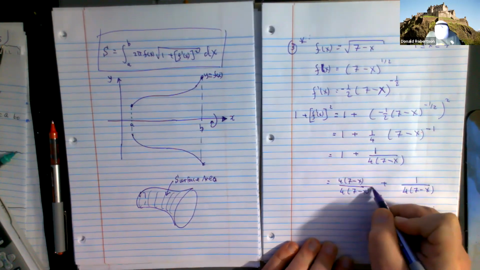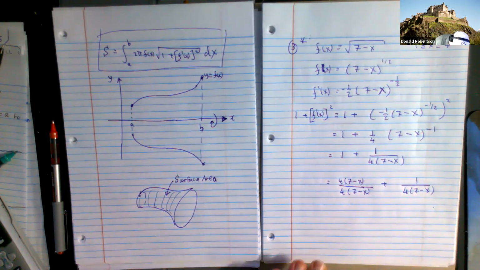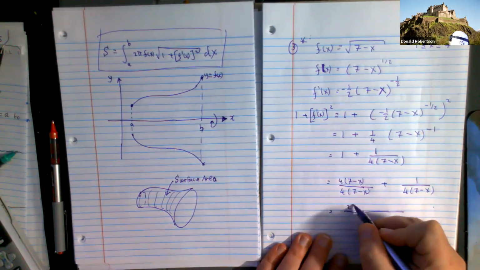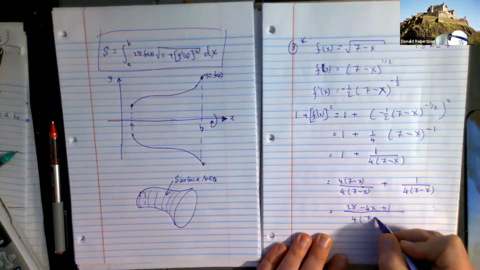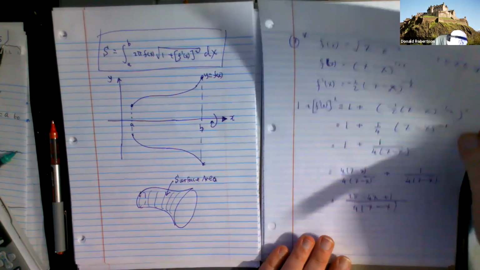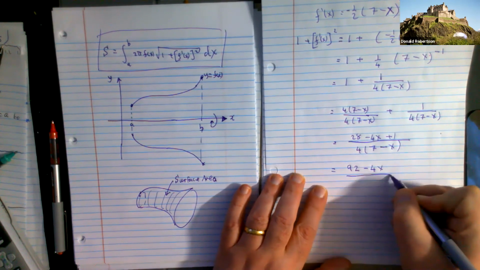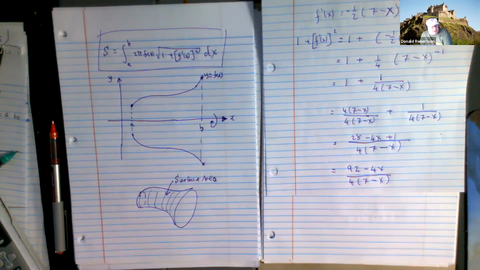So do you see that I've rewritten 1 as this guy? So it's got the same common denominator as this guy. That gets me, well, if I multiply it out, 28 take away 4x plus 1 over 4 lots of 7 take away x. That's going to get me 29 take away 4x over 4 lots of 7 minus x. And that's as good as that's ever going to get. I don't think I could do much to it that would be worthwhile, but I'm going to check. And I have found something that I can do that's worthwhile.